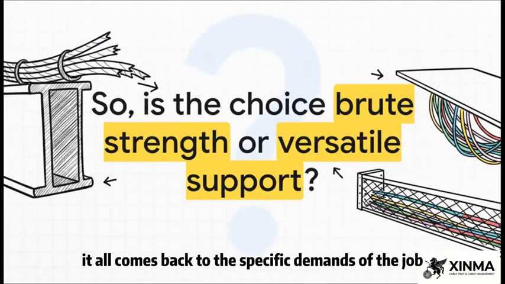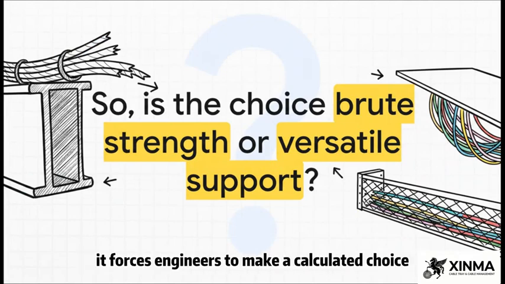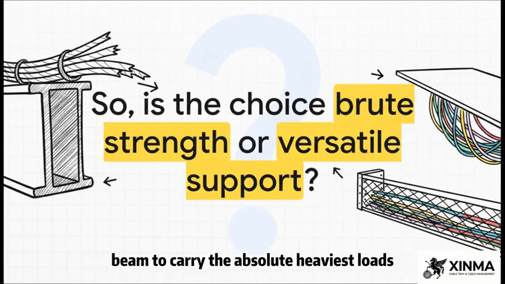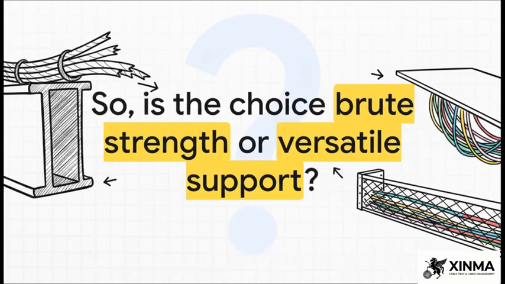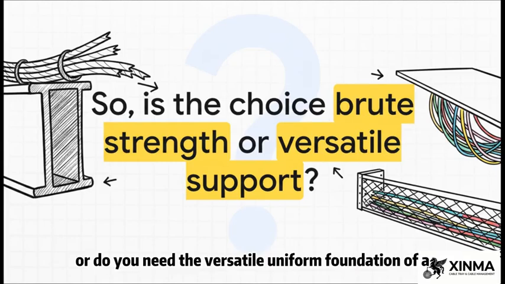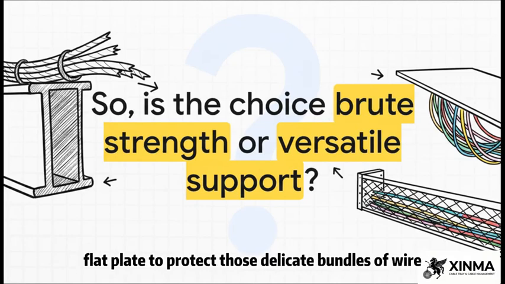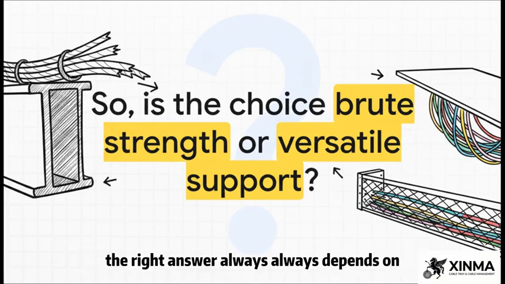So, in the end, it all comes back to the specific demands of the job, right? It forces engineers to make a calculated choice. Are you going to need the brute strength of an I-beam to carry the absolute heaviest loads, or do you need the versatile uniform foundation of a flat plate to protect those delicate bundles of wire? The right answer always depends on the cables it's destined to carry.